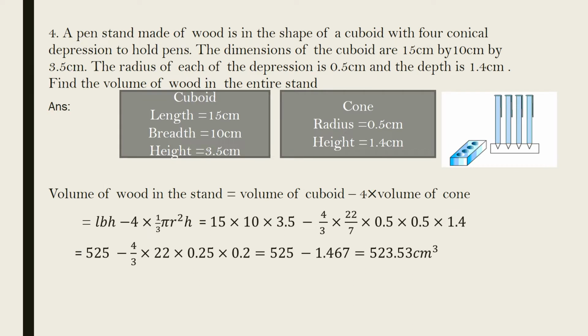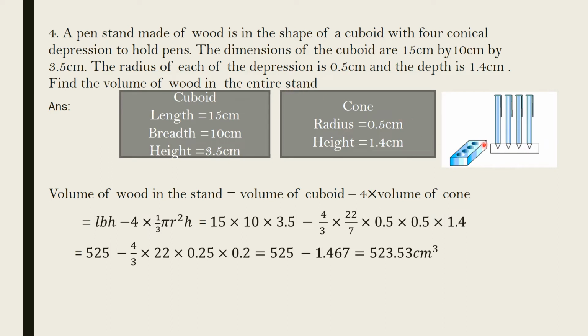Question number 4. A pen stand made of wood is in the shape of a cuboid with 4 conical depressions to hold pens. The dimensions of the cuboid are 15 cm by 10 cm by 3.5 cm. The radius of each depression is 0.5 cm and the depth is 1.4 cm. Find the volume of wood in the entire stand.